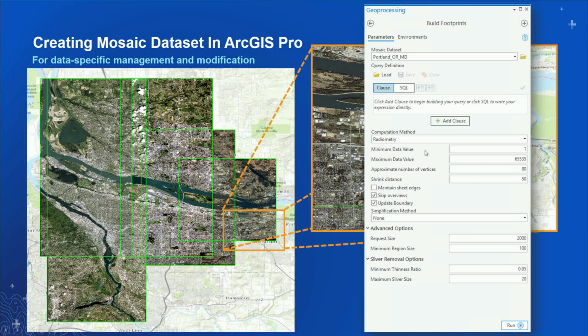You can set your minimum and maximum valid pixel numbers so that it will only accept those values and it will display the rest as no data. You can also use the shrink distance here to shrink your boundary footprint by just a little bit.